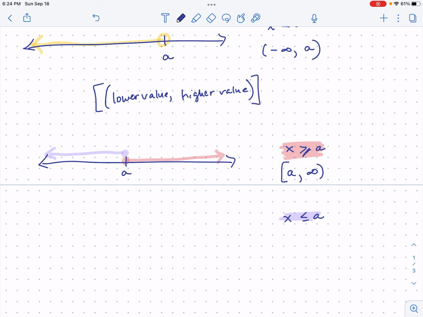And so again, we see our lowest value is negative infinity. Can't actually get there, so we give it a parentheses. And then we go up to a and we stop there, but we include it. So we give it a bracket.